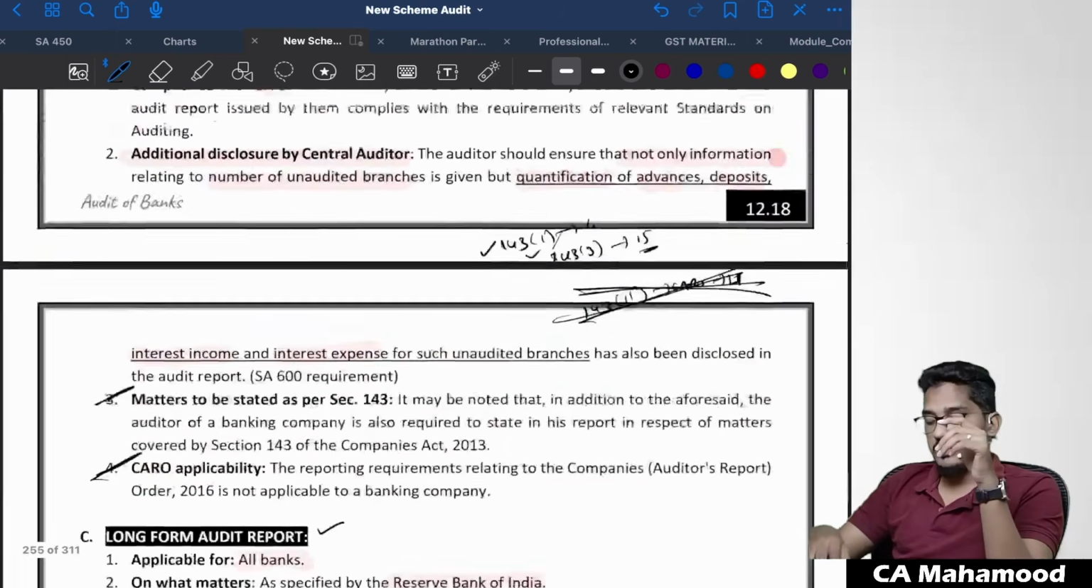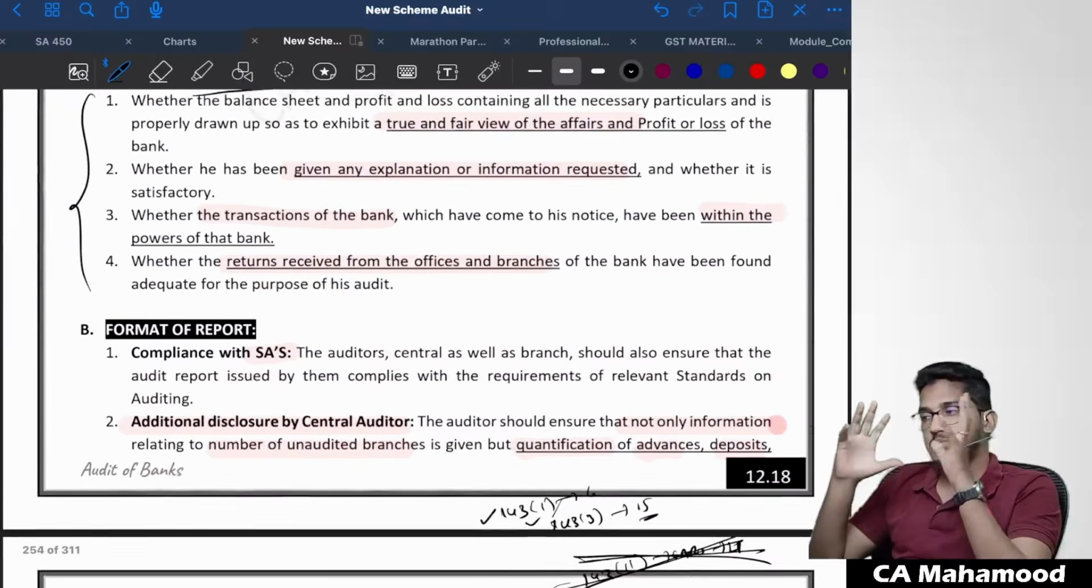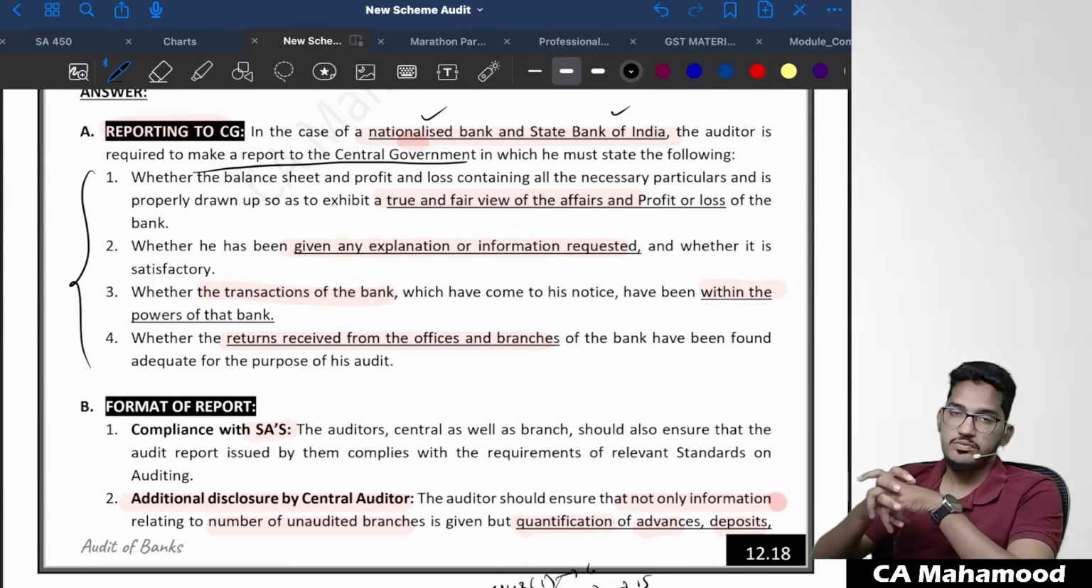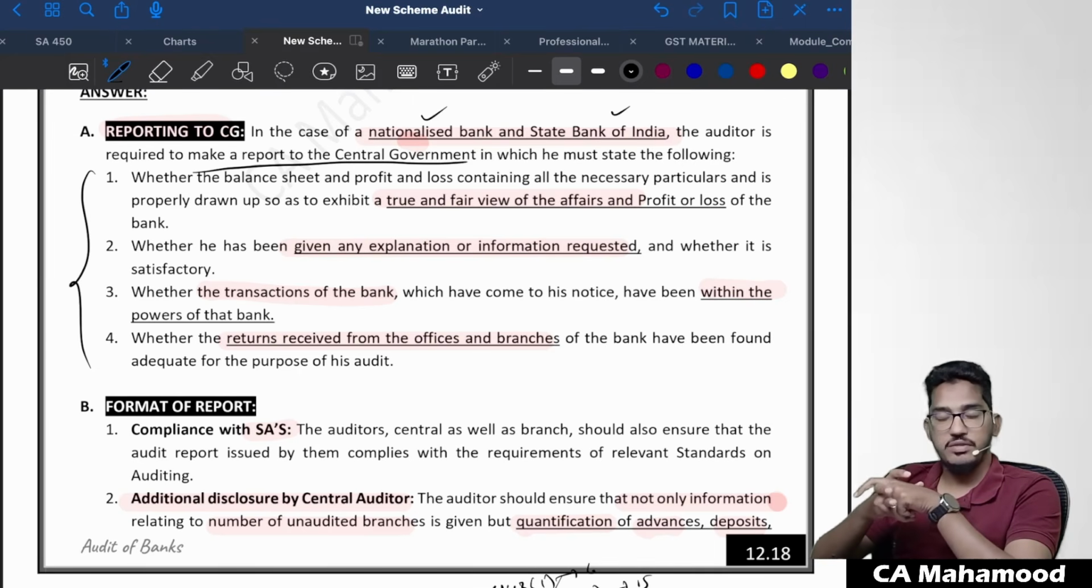Clear? So these are all the reporting requirements. These are all the major concepts, guys. With this, I have covered the most important concepts from the Audit of Banks chapter. Hope you guys have understood this chapter, Audit of Banks.